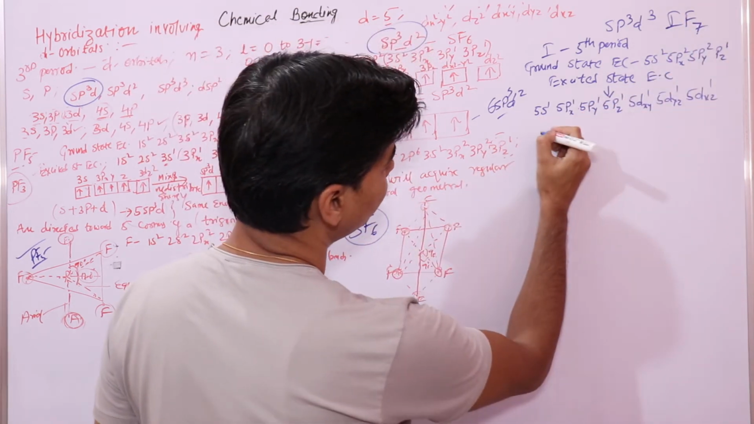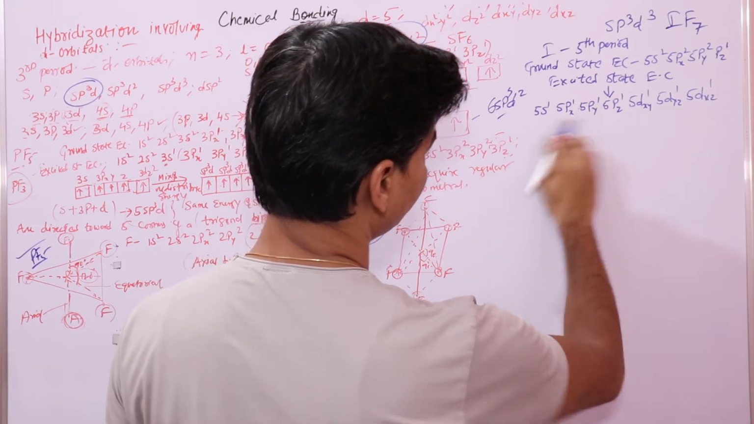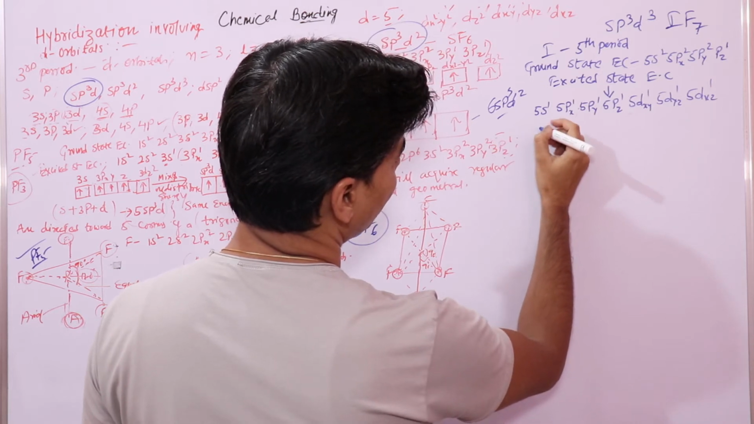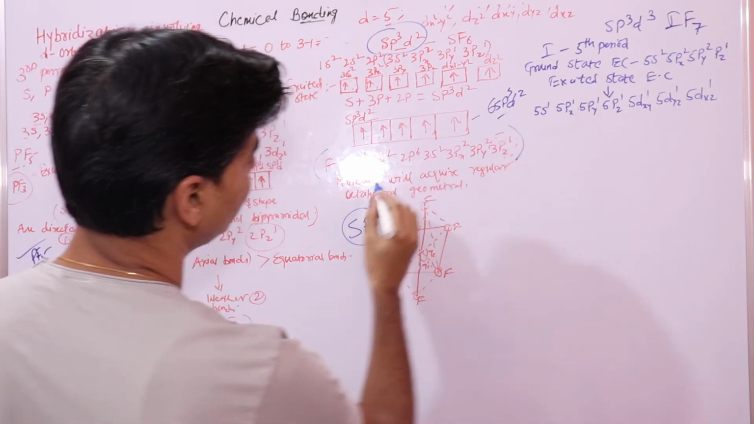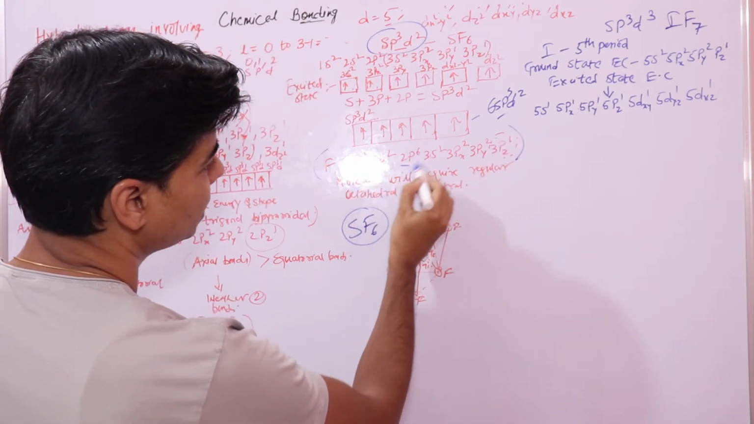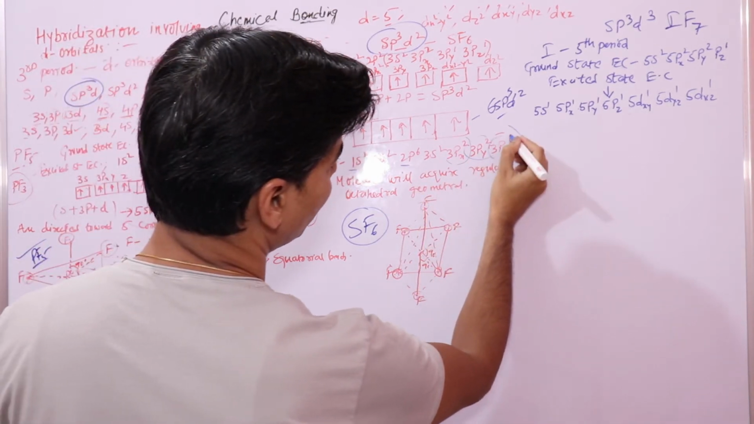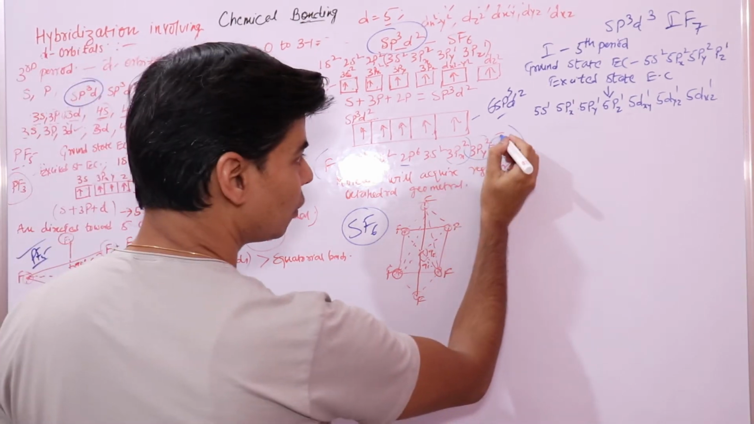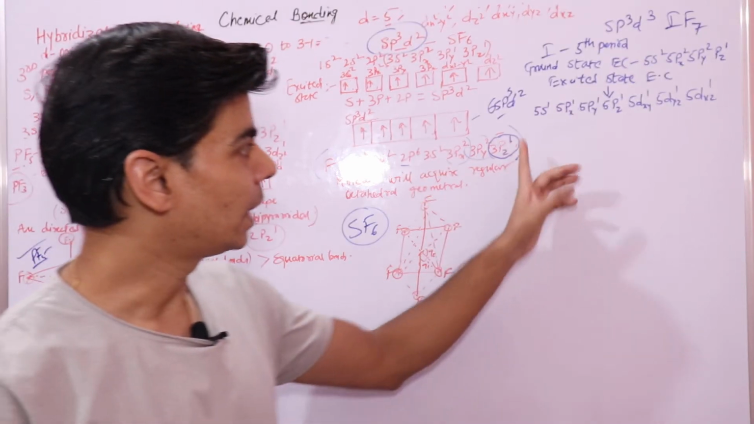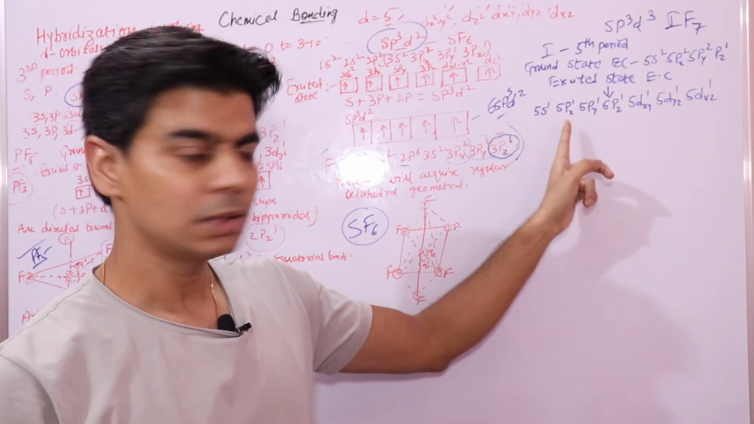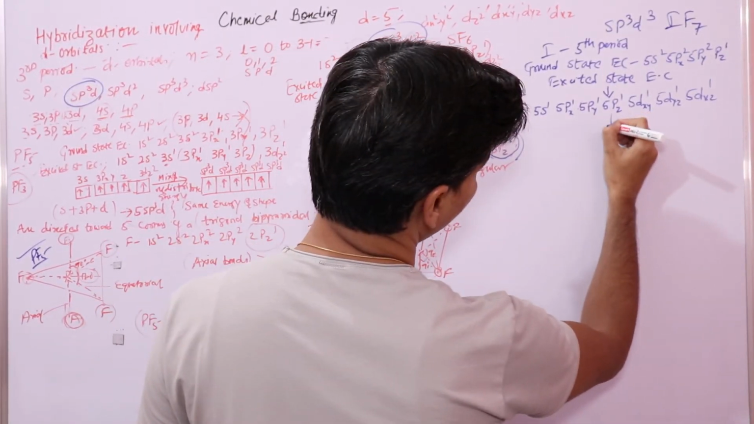The electronic configuration of fluorine I have already written: 1s2, 2s2, 2p6, 3s2, 3px2, 3py2 and 3pz1. The half filled orbitals of the 7 fluorine atoms will overlap with each of these half filled orbitals. But before that we will be doing hybridization.